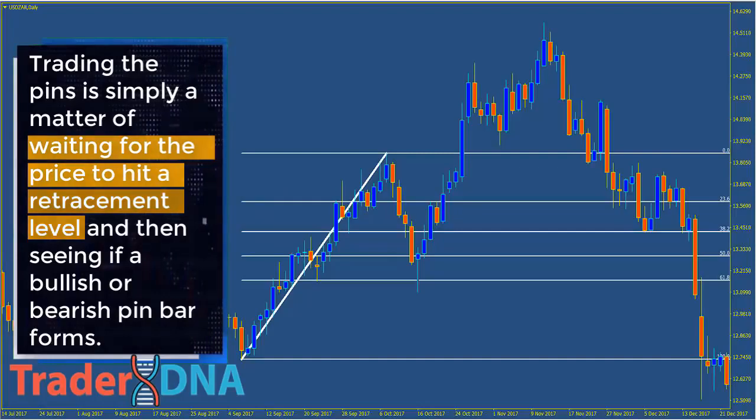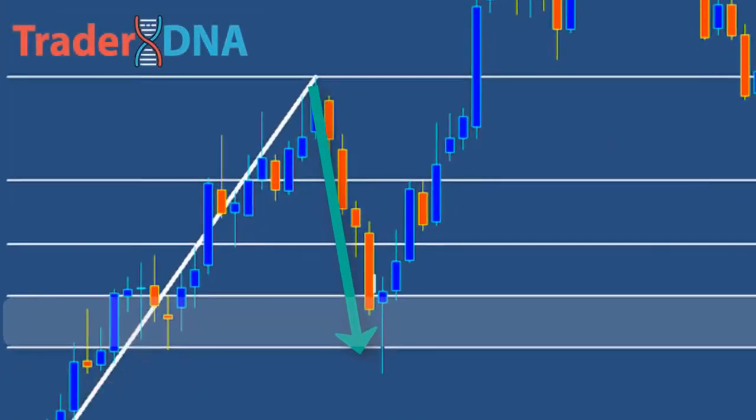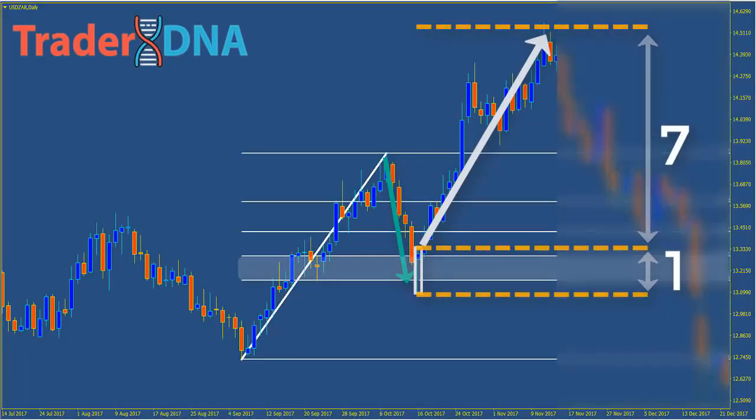In this example you can see a sharp decline caused the price to break through several retracement levels before reversing at the 61.80% level, resulting in a bullish pin bar forming. After the pin appeared, the price reversed entirely, rising almost 7 times risk taken.